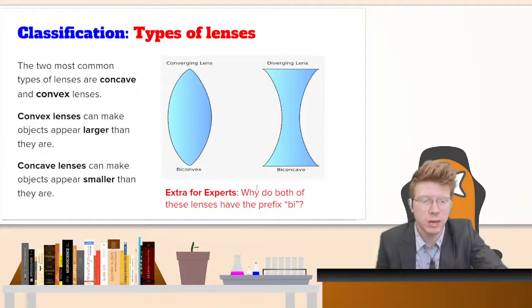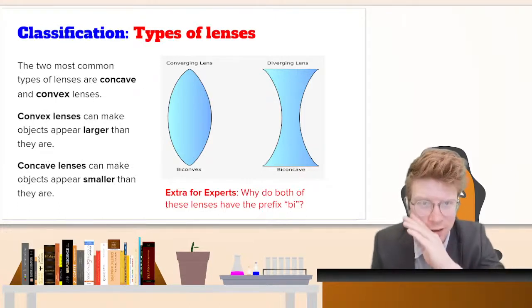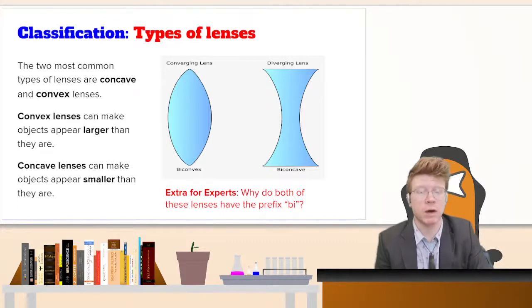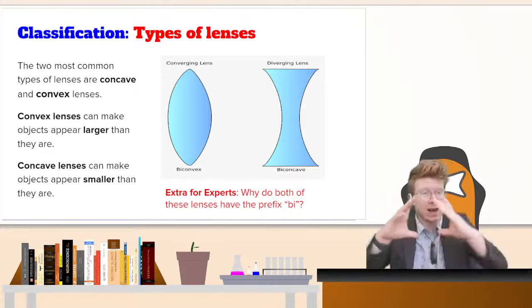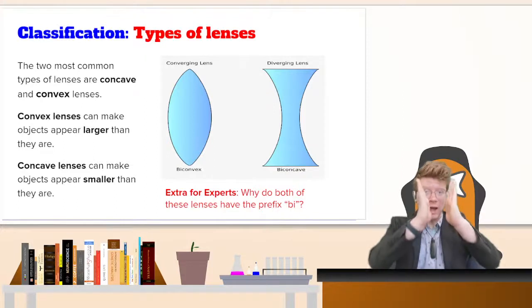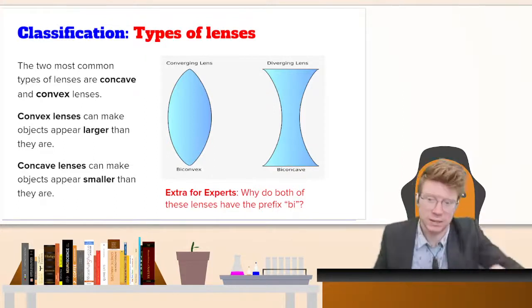You'll notice that both of these lenses have the prefix bi on them. I'm going to give you the answer to this one. It's because they have that on both sides. You've got a side which is bulging out and another side which is bulging out in the case of the converging lens or the convex lens. Diverging or concave lenses are biconcave if they've got both sides like that.